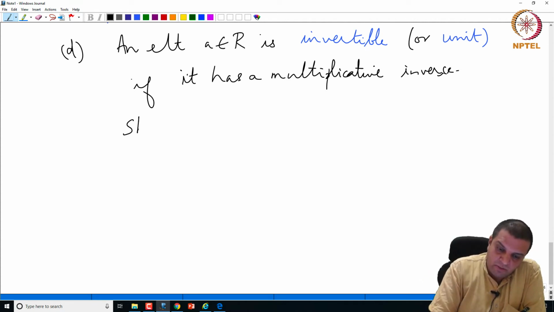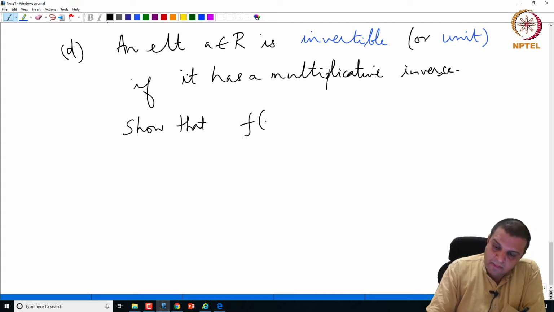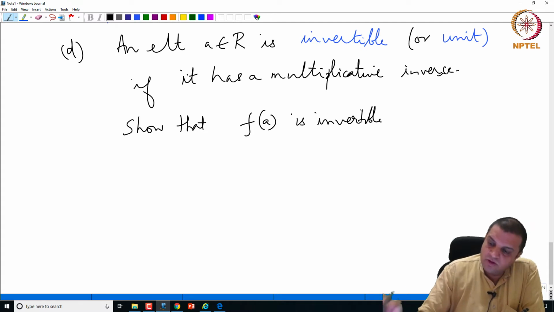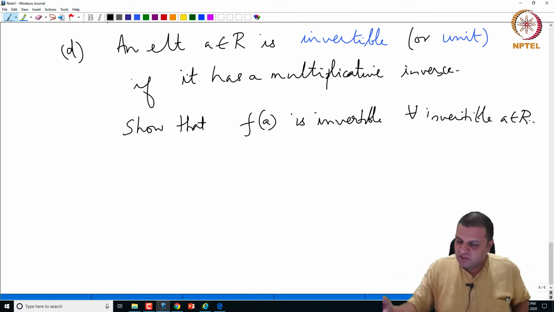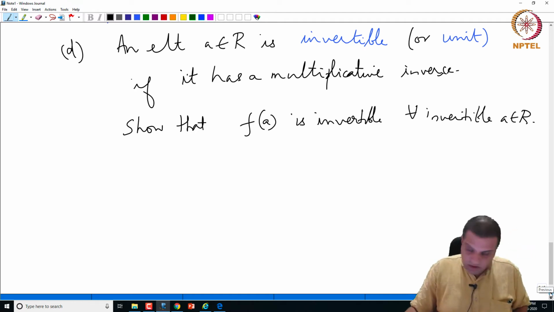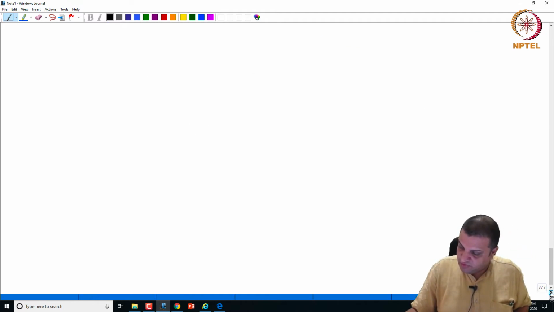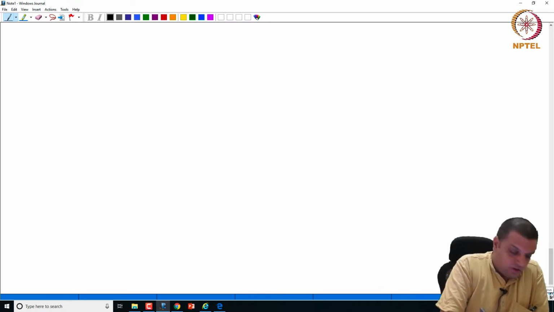Show that f of A is invertible for all invertible A in R. So just to get familiar with these properties of rings and homomorphisms. Now let's look at some examples of these things.